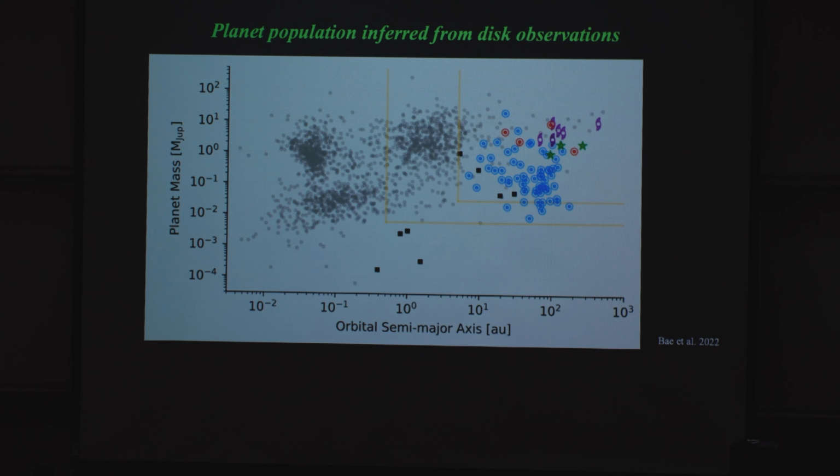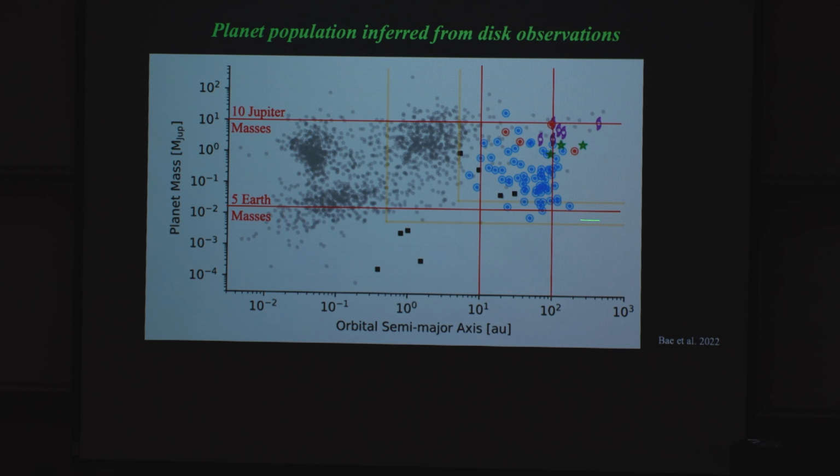They produce gaps, rings, spirals, asymmetries, and using the aforementioned techniques, you can infer their mass and their semi-major axis. So where are these planets located? Well, in terms of mass, this is 5 Earth masses, so super Earth. This is 10 Jupiter masses. And in terms of radius, this is 10 AU and then 100 AU. So right now, the telescopes and instruments that we can use can probe structures produced by planets roughly in this square here.